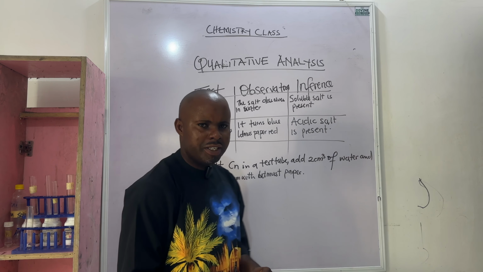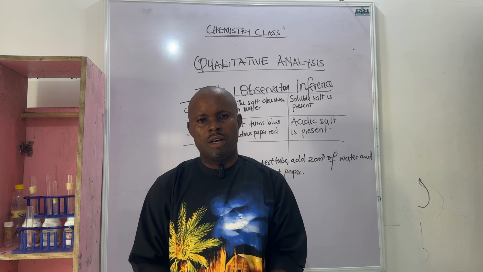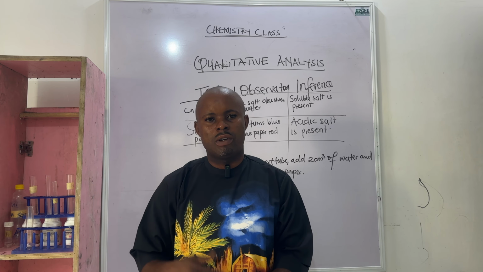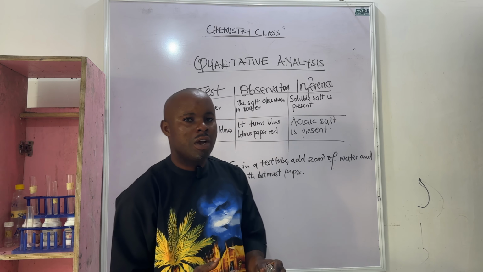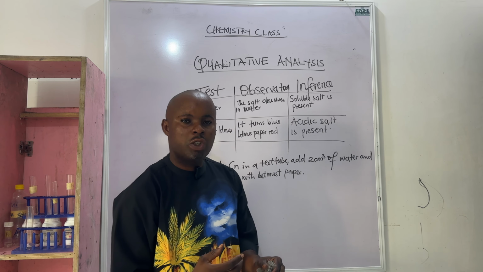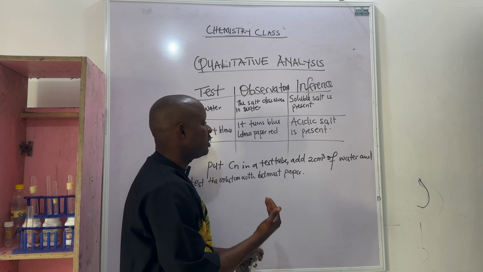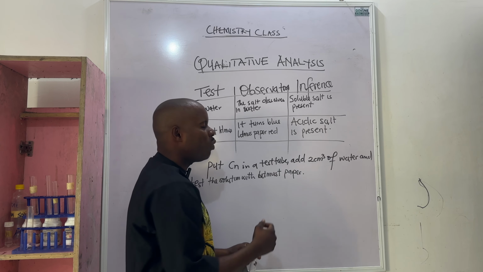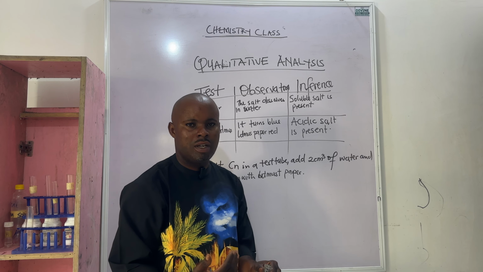So this is how you report qualitative analysis. In qualitative analysis, there's no need for cramming or any kind of maneuvering, or trying to outsmart the examiner. It's what you saw during your reaction that you are going to report. For each of the tests in the table, you must tell what you actually observed. We said the solution, when added to litmus paper, turns blue litmus paper red. So what turns blue litmus paper red is an acidic salt.